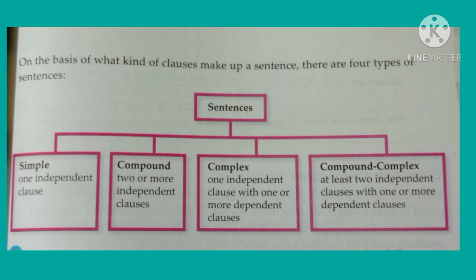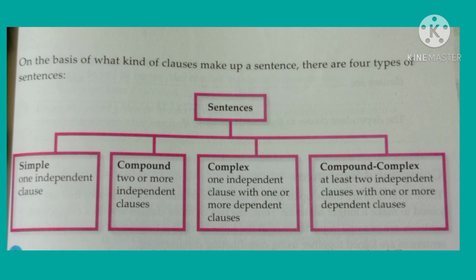Earlier we read some kinds of sentences based on function. Now we are going to read types of sentences based on their structure. Okay, so simply if we divide sentences, we can divide them into four main parts: simple, compound, complex, and compound-complex sentences. A simple sentence is one independent clause. Compound sentences have two or more independent clauses.